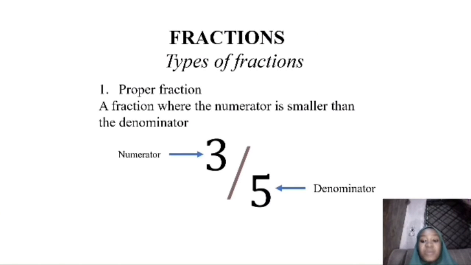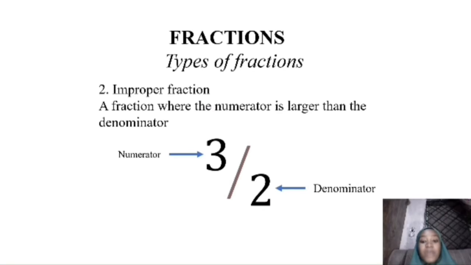So there are 3 basic types of fractions which we are going to see in this video. We have the proper fraction, which is a fraction where the numerator, which is the top number, is smaller than the denominator. For example, as we can see in this fraction, 3 is a smaller number in comparison to 5. So 3 is smaller than 5, which makes this a proper fraction. Any fraction where the numerator is a smaller number than the denominator, it is a proper fraction.